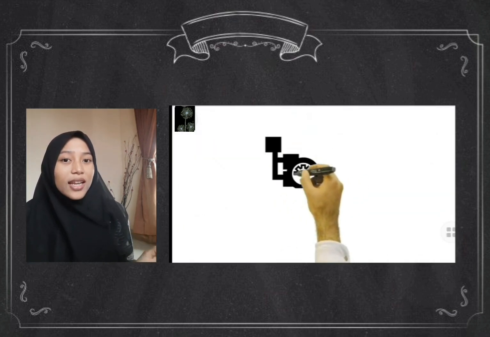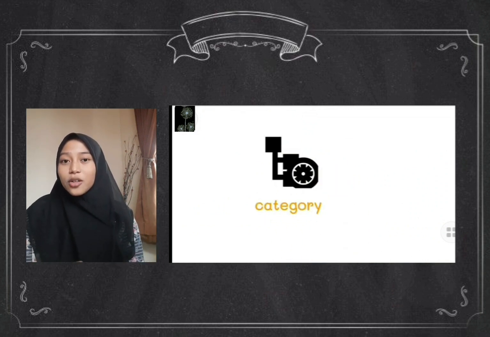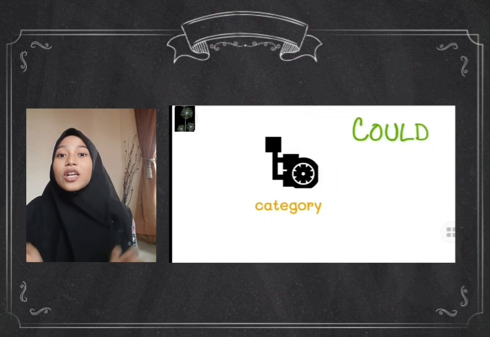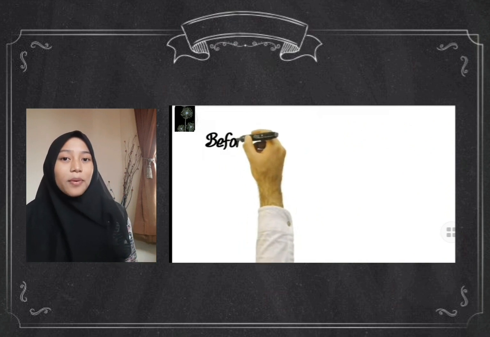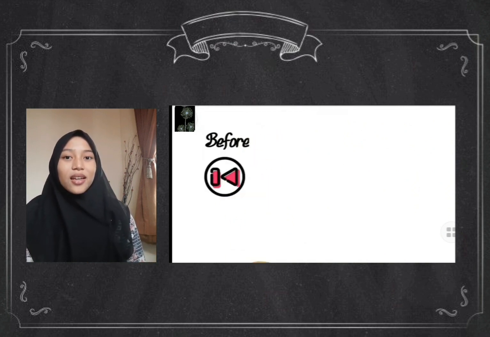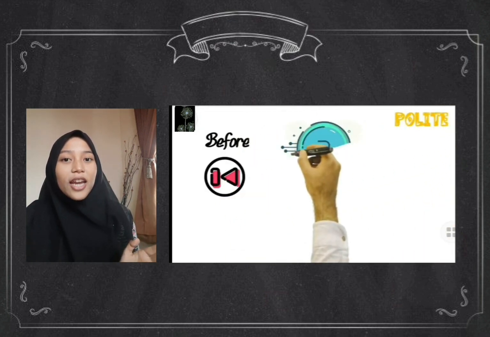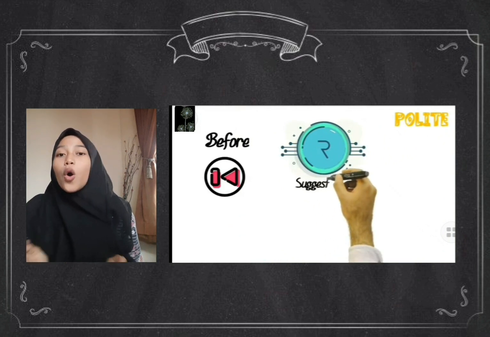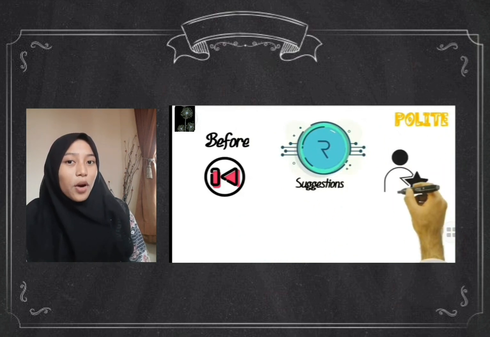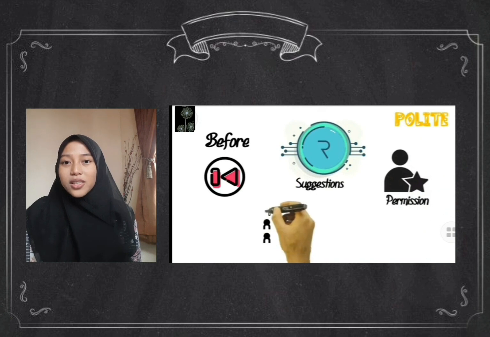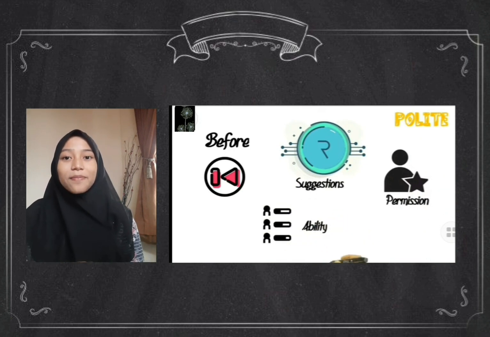Now, let's look at examples of each category of could. So, before we look at examples, let me tell you this. Could is more polite when making requests or suggestions, asking permission, showing possibilities and ability.